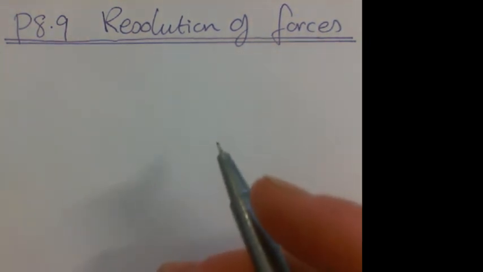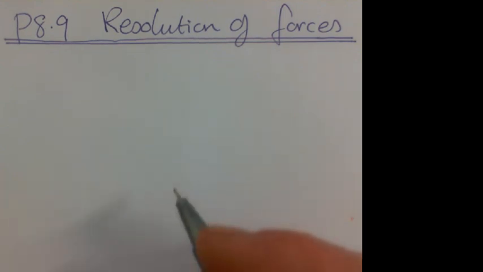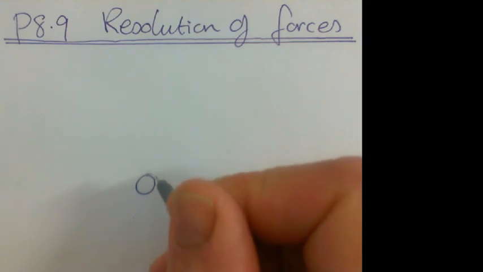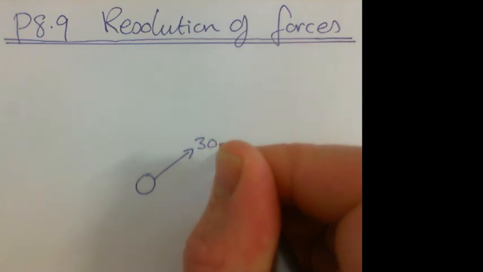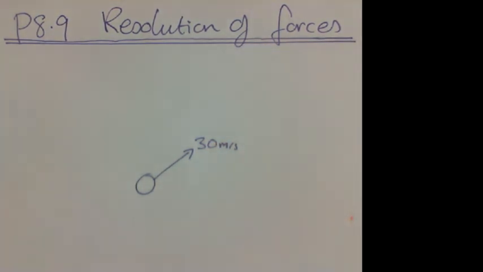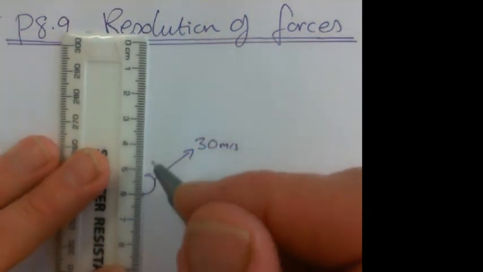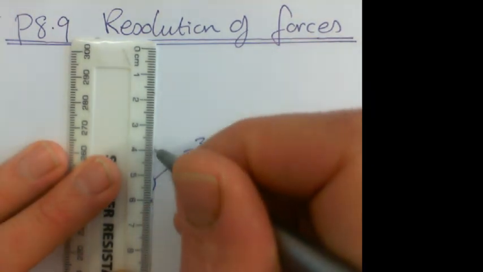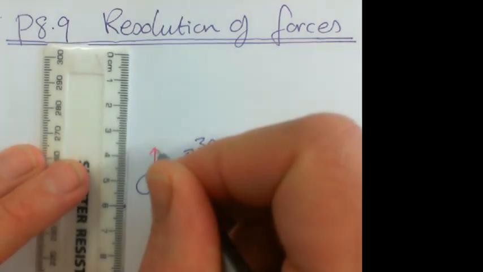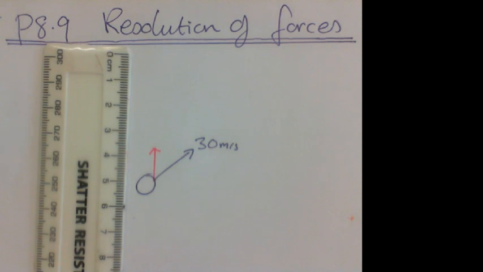So let's use the example of the velocity vector to start with. If we were to say that I've got a ball and it is traveling at a speed of 30 meters per second. Okay. Now I want to know how fast is it going up. Okay, so I want to know, or how fast is it going along? Well, then I want to know what the vertical component of that speed is. And I might want to know how fast is it going along.